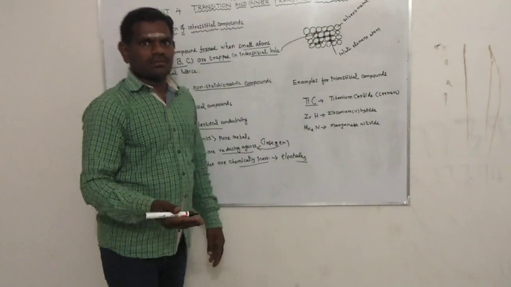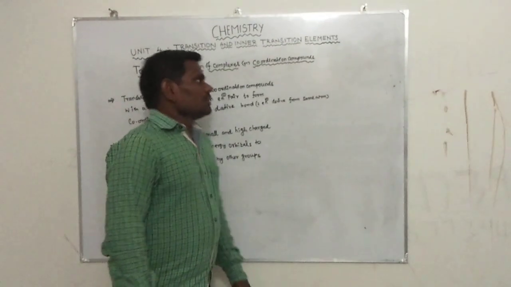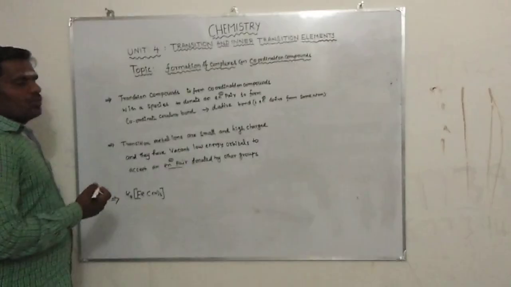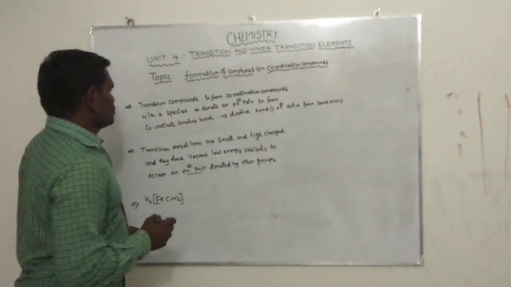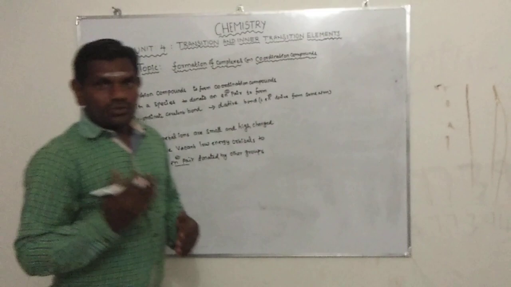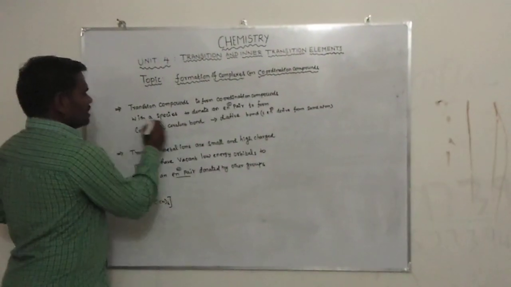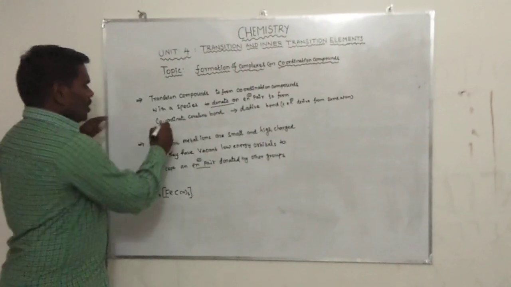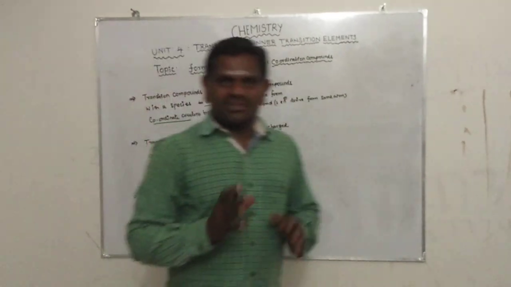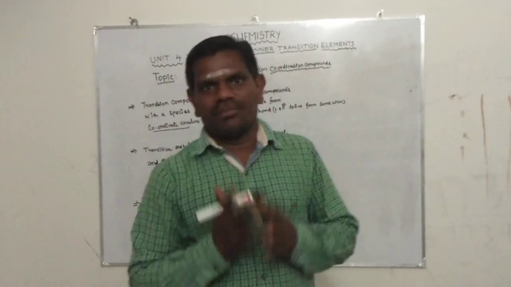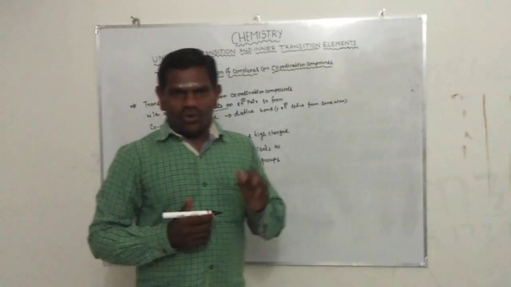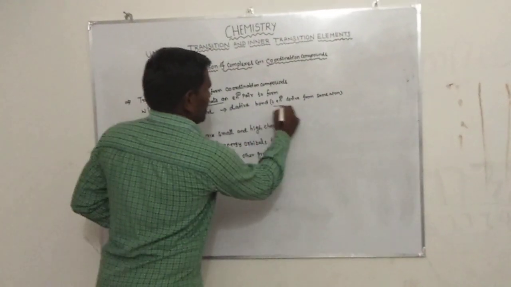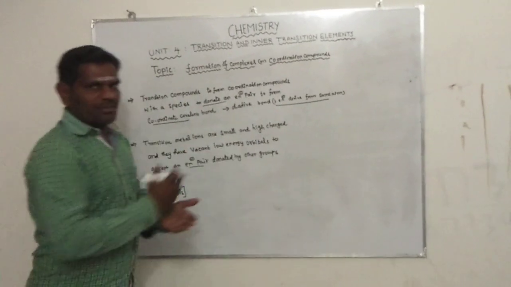Next topic is the formation of complex and coordination compounds. The transition elements form coordination compounds or coordinate covalent compounds with species that donate an electron pair to form a coordinate covalent bond. A coordinate covalent bond is one where both electrons for bond formation are derived from the same atom. It is also known as a dative bond.